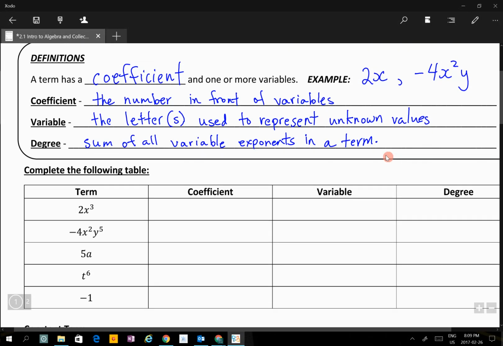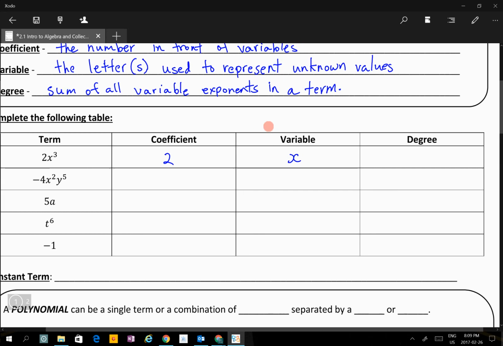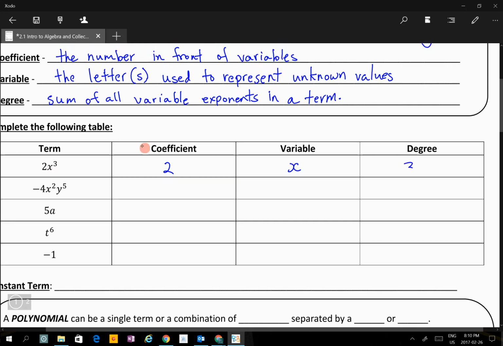Okay. So let's complete the following table. 2x cubed. The coefficient here is 2. It's the number in front of my variable. The variable itself is x, so I write x here. Don't write cubed, it's just the x. And the degree, well, the sum of all the exponents of my variables in this term is 3, so the degree is 3. We're not counting any invisible exponents of the coefficients, just the variable.